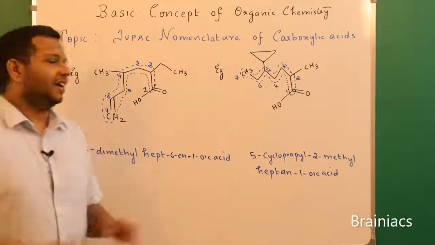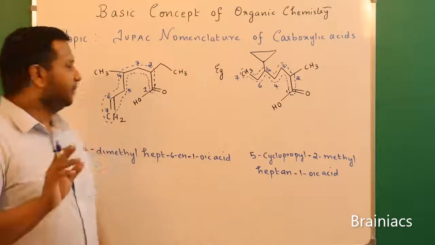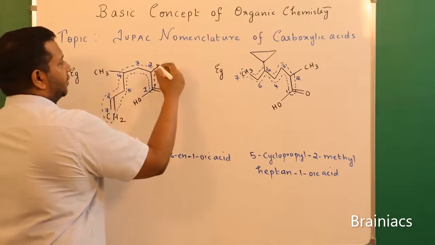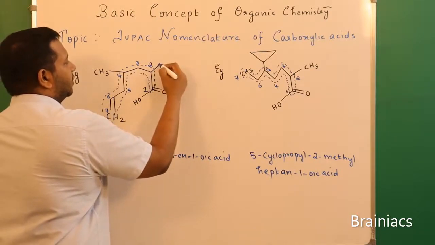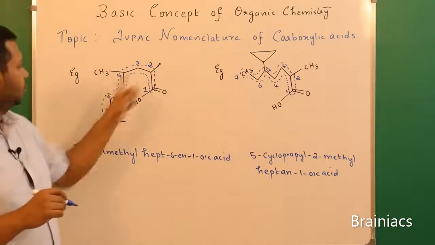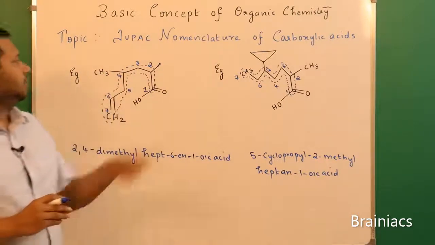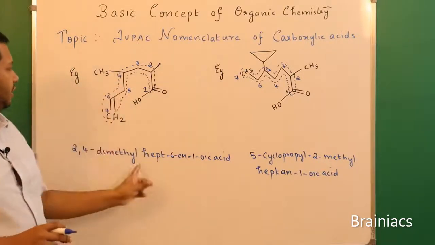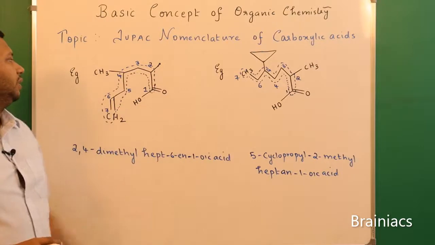Hi students, in this question there is a change. I made a slight mistake. It is not like this. In the question paper it is given like this only. Okay, so this is okay. So that is methyl, both are methyl. So that's the reason why it is written like 2, 4 dimethyl. So earlier I had written ethyl, that is not correct. So 2, 4 dimethyl hept 6 ene 1 oic acid.